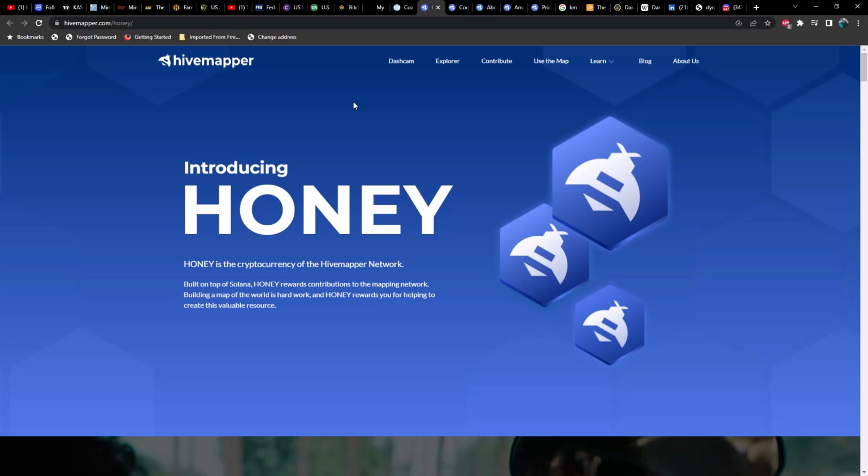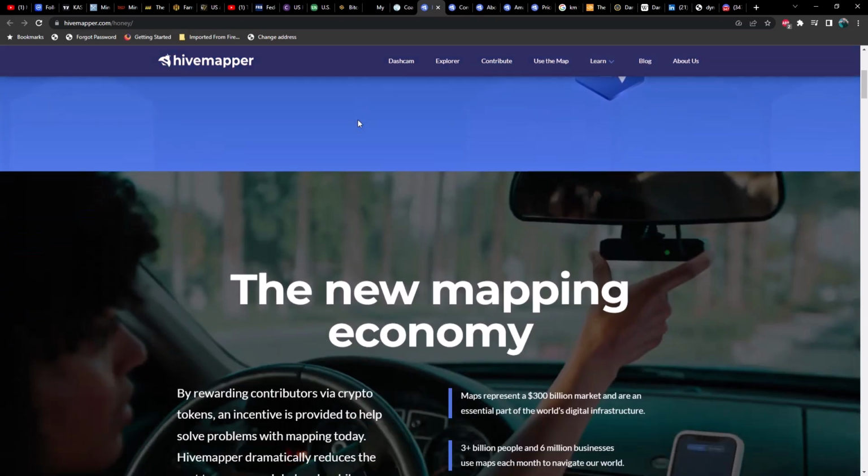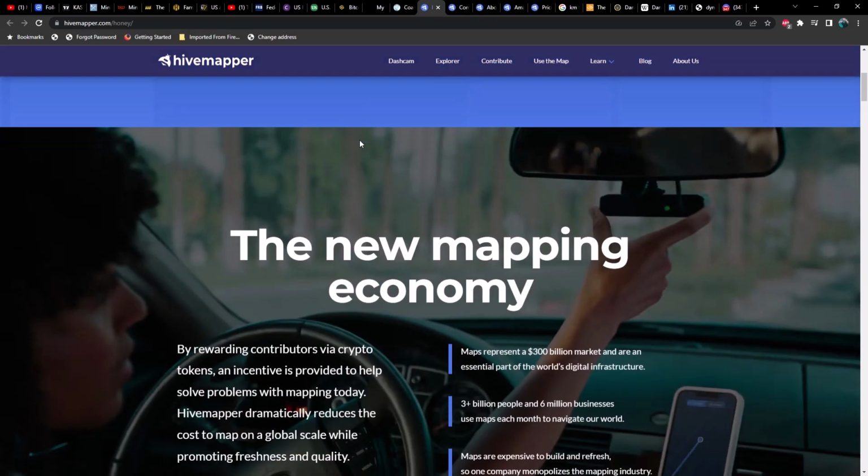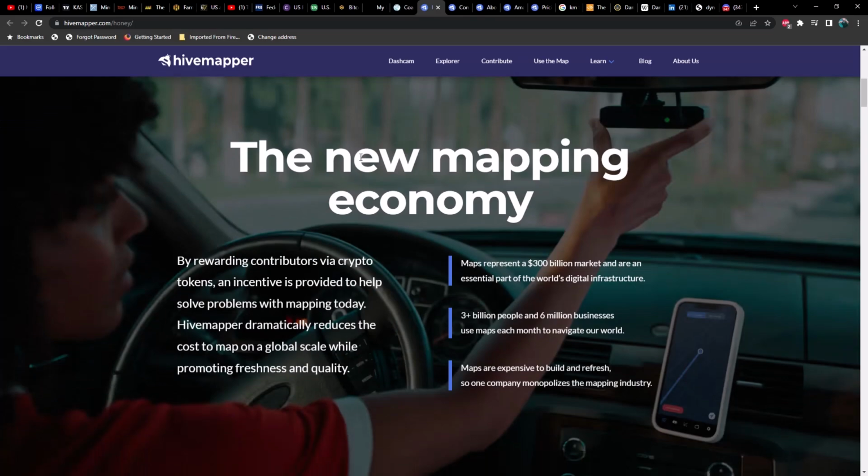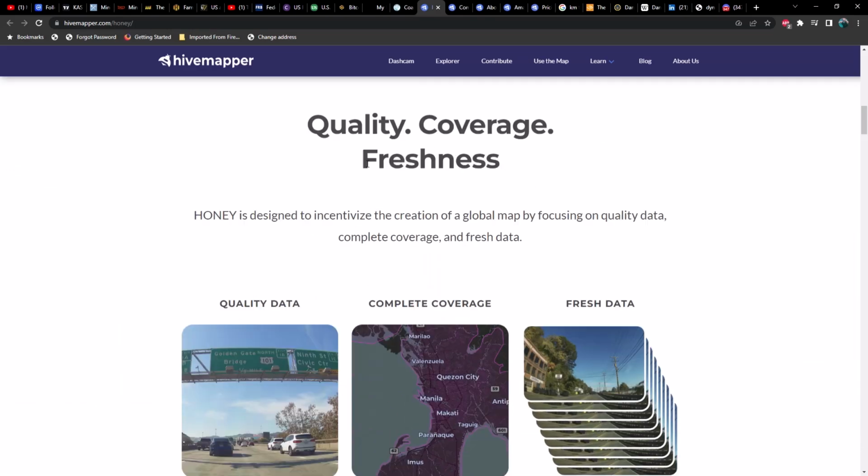Now, I'm no expert in the subject, but I do want to share some things that I have found or discovered just by looking at their website. If you're not familiar with Hivemapper, it's kind of similar in a way to HNT or Helium. In fact, some of the same creators have their hands in this honeypot, so to speak. But let's go over some of the things that I've noticed here.